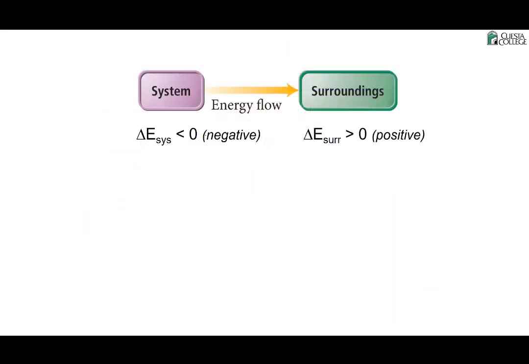Here's a nice little schematic that shows what happens with energy flow to the system and the surroundings. So if energy is moving from a system to the surroundings, the change in energy for the system is going to be less than 0 or negative. Imagine that the energy flow is like money flow. So if the system started with $10 and some energy flowed out of it, it would end up maybe being $5. And so its change in money is negative. The surroundings would then have to go up by $5. Its change in energy is positive.